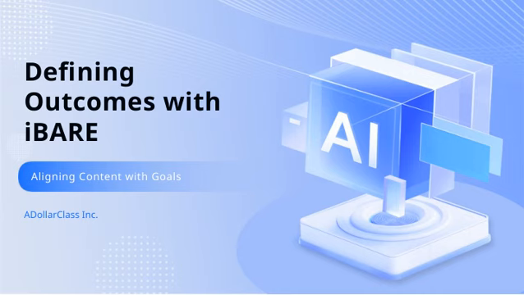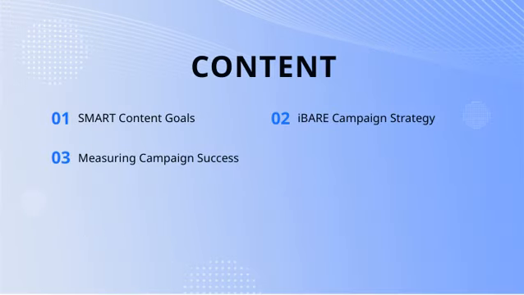Let's get started. Let's take a closer look at the key components that make up our SMART content goals. These are designed to give us clear direction and measurable targets. First, we have the iBARE campaign strategy, which is our plan of action to reach our audience effectively. It's all about crafting a cohesive approach that aligns with our overall objectives.